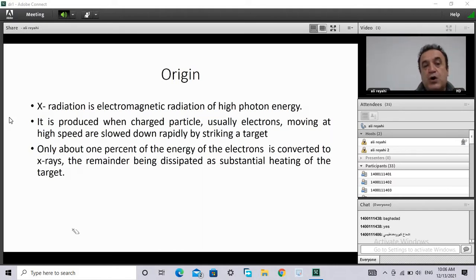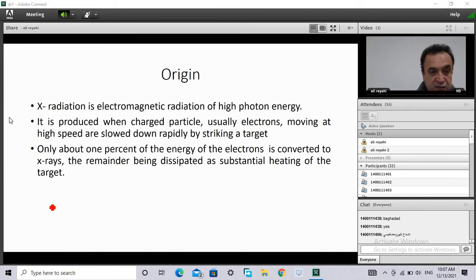Of course, only 1% of the energy of electrons is converted to X-ray. The remainder is dissipated, wasted as substantial heating of the target.